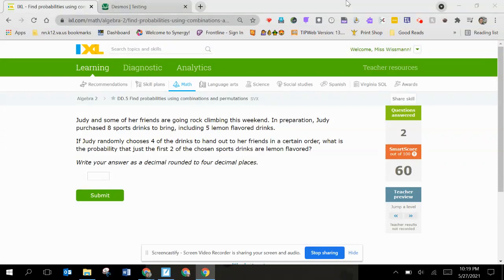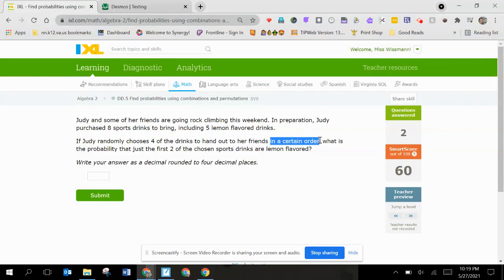Judy and some friends are going rock climbing this weekend, and in preparation, Judy purchased 8 sports drinks to bring. 5 of them were lemon flavored. If Judy randomly chooses 4 of them to hand out to her friends in a certain order, what's the probability that just the first 2 are going to be the lemon flavored ones?